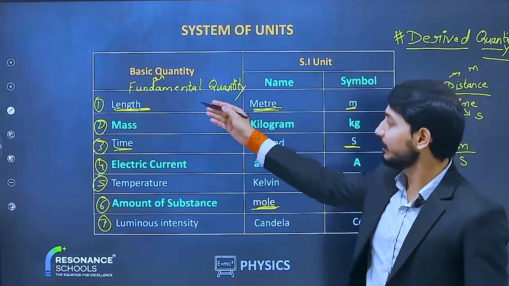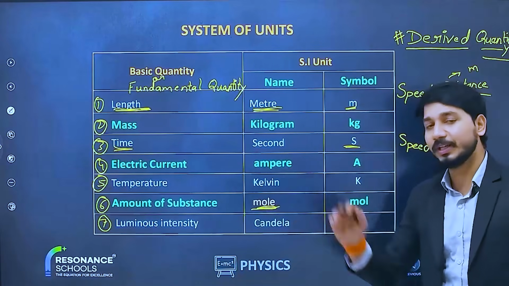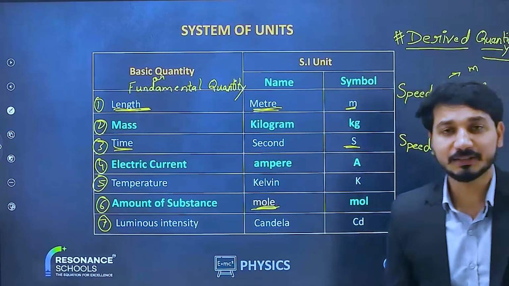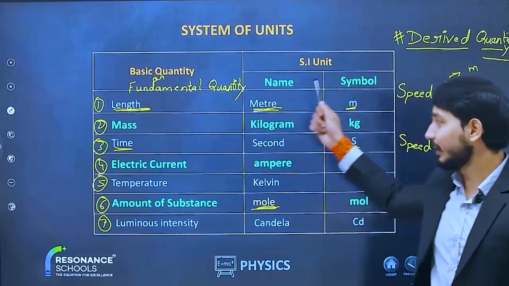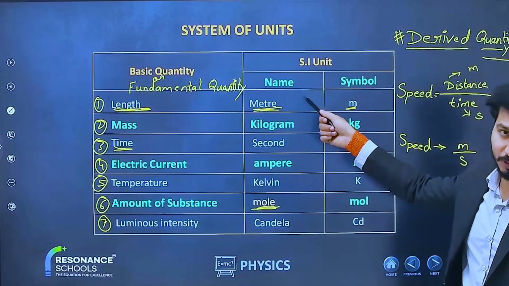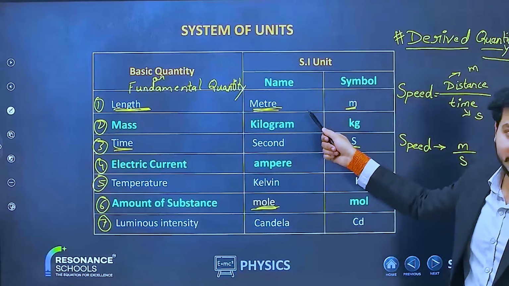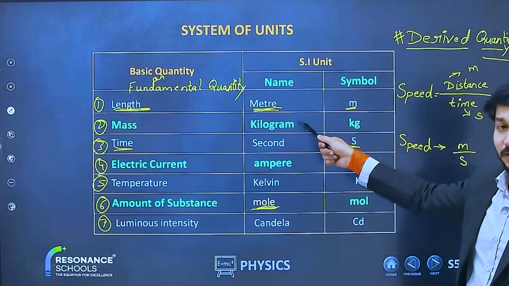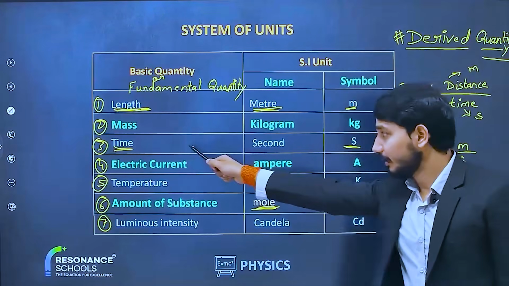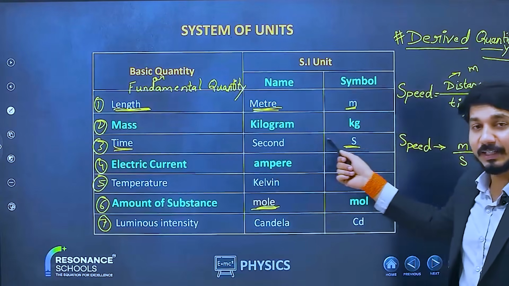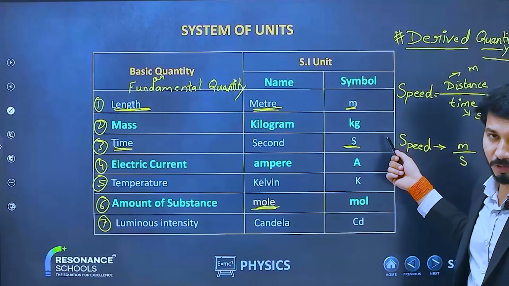So length, mass, time, electric current, temperature, amount of substance, luminous intensity. These are the 7 fundamental quantities. Length is measured in meter. This is the SI unit of length, meter. Mass is measured in kilogram, right? This is the symbol. Time is measured in second and it is represented by small s. The symbol of the SI unit is small s.